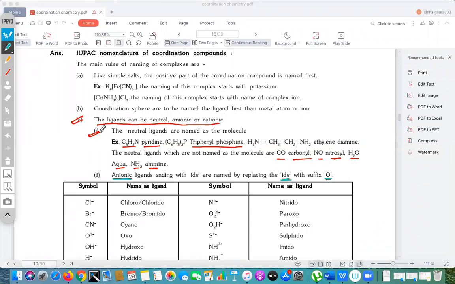For example, you see, Cl minus is chlorido or chloro. Br minus is bromo or bromido. CN minus is cyano. O2 minus, oxo. OH minus, hydroxo. N3 minus, nitrido. O2 2 minus, peroxo. O2H minus, perhydroxo. S2 minus, sulfido. Like this it is given, you can go through once. Okay. So next we'll see.